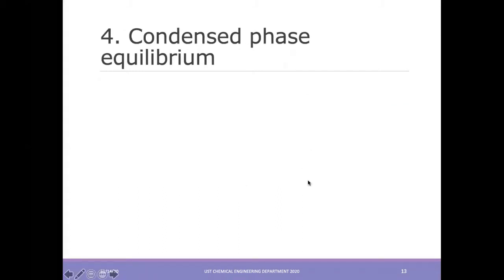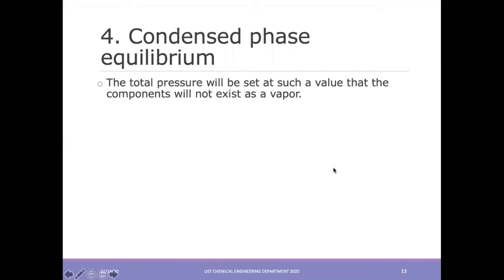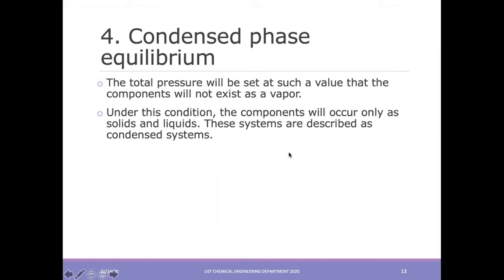Okay, let's continue on the condensed phase equilibrium. In the succeeding sections, the vapor pressure will be disregarded and considered as not being involved in the phase equilibrium. So the total pressure here will be set at such a value that the components will not exist as a vapor. Under these conditions, the components will occur as solids and liquids, and these systems can be described as condensed systems.